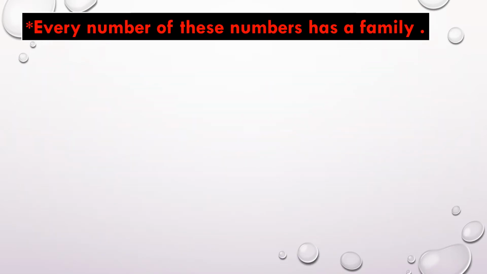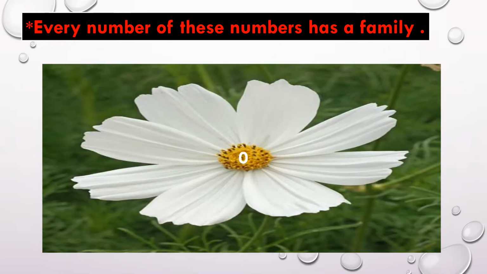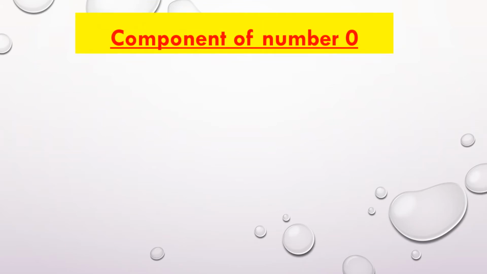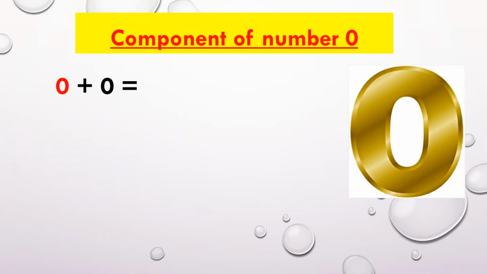Every number of these numbers are a family. 0, 1, 2, 3, 4, 5, 6, 7, 8, 9. Component of number 0. 0 plus 0 equals 0. So, 0 the component of itself.